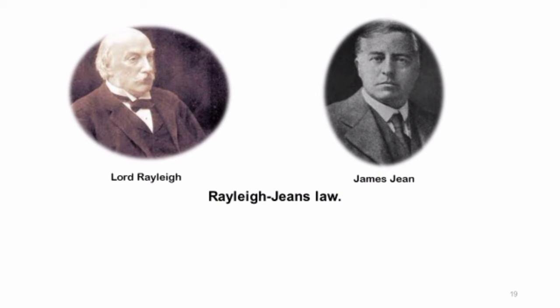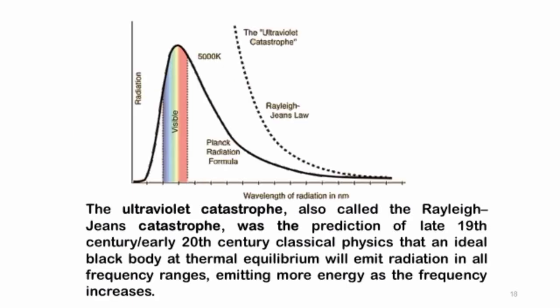An early classical attempt to explain blackbody radiation was the Rayleigh-Jeans law by Lord Rayleigh and James Jeans. At long wavelengths, the law matched experimental results very well. At short wavelengths, there was a major disagreement between the Rayleigh-Jeans law and experiment. This mismatch became known as the ultraviolet catastrophe. The ultraviolet catastrophe, also called the Rayleigh-Jeans catastrophe, was the prediction of late 19th century classical physics that an ideal blackbody at thermal equilibrium will emit radiation in all frequency ranges, emitting more energy as the frequency increases.